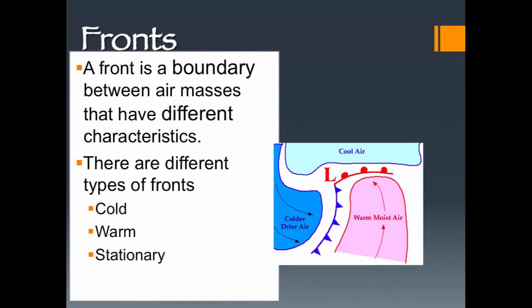Okay, so let's get into fronts. The definition of a front is a boundary between two air masses that have different characteristics. So I definitely need you to write that down. There are three types of fronts that we're going to talk about in today's notes, and that is a cold front, a warm front, and a stationary front. So again, a front is just that boundary between two air masses, kind of like a fault is the boundary between two tectonic plates.